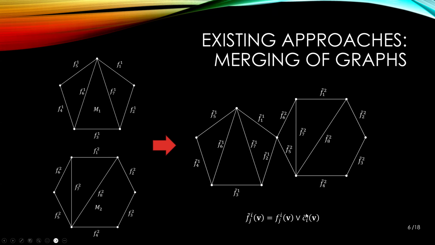There is a disadvantage of this approach: the structural complexity of the resultant model is increased. We can see that graphs become more complex, and if we have more models, then the graph will be more and more complex when we apply this merging.